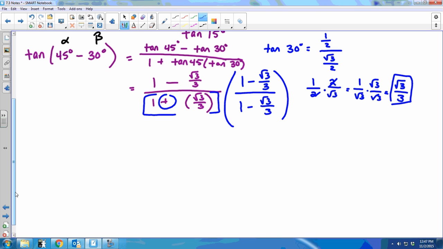Okay, so then we're going to FOIL the numerator and the denominator. I understand that some of you guys don't need to write all the steps out. I'm going to write all the steps out so that no one gets lost. So we're going to FOIL. 1 times 1 is 1. 1 times negative square root of 3 over 3 is negative square root of 3 over 3. The negative square root of 3 over 3 times 1 is another negative square root of 3 over 3. And then negative square root of 3 over 3 times negative square root of 3 over 3 is positive square root of 9 over 9. I know we can simplify that. Again, I'm just making sure everyone got all the pieces.